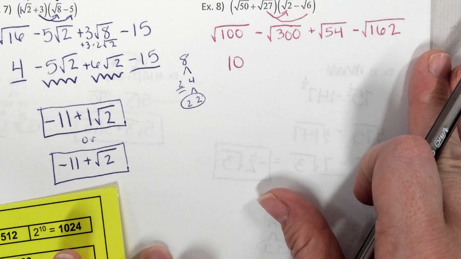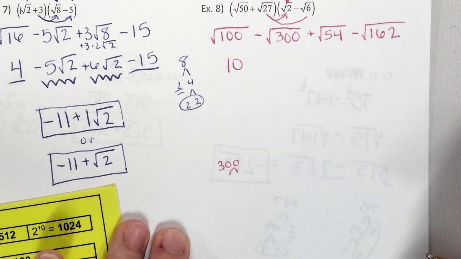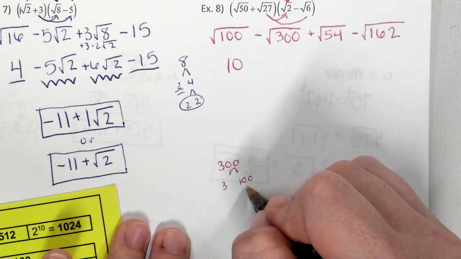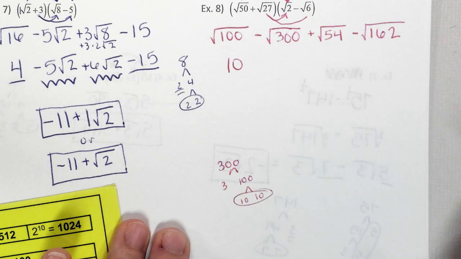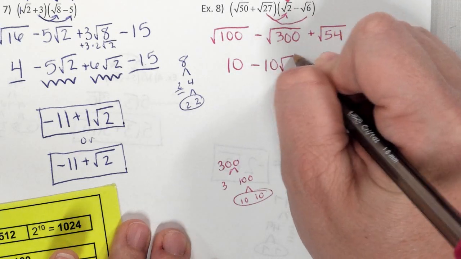So I'm going to come down to the bottom, and I'm going to break them down. Well, 3 times 100 is 300, and 100 is a perfect square of 10 and 10. And this is a square root, so I only need 2 things to match, so I can stop. And that gives me minus 10 root 3.